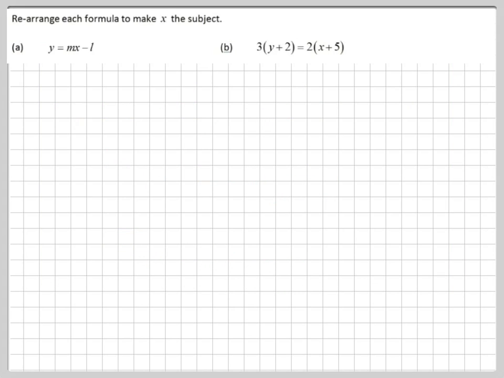Right. What have we got here? We have to rearrange each formula to make x the subject. In other words, guys, we have to solve these equations for x. Now, the reason that you might find these a little bit more challenging, a little bit more yucky, some might say, is because there's a big mixed bag here.